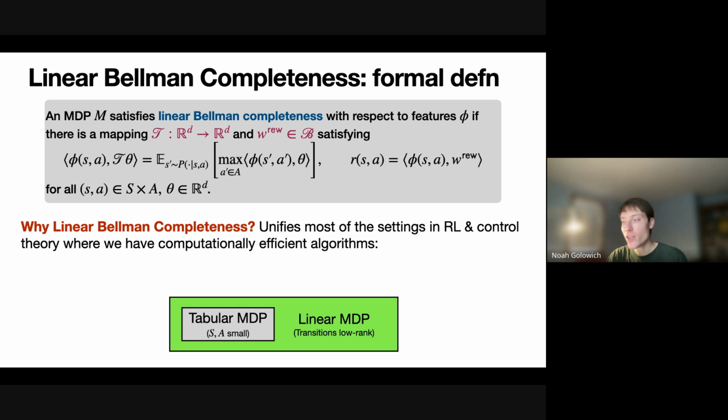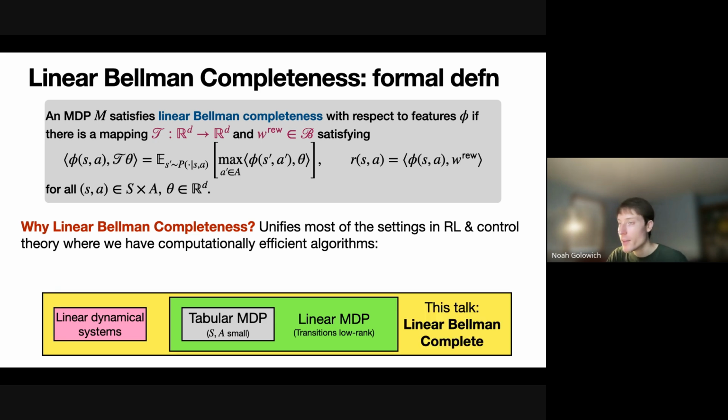Now, while there's a lot of nice work one can do about linear MDPs, this low rankedness of the transitions precludes certain natural models like linear dynamical systems. So we have efficient algorithms for learning linear dynamical systems, as well as controlled variants of them. And that does not lie within the umbrella of linear MDPs. Linear Bellman completeness unifies all of these settings.